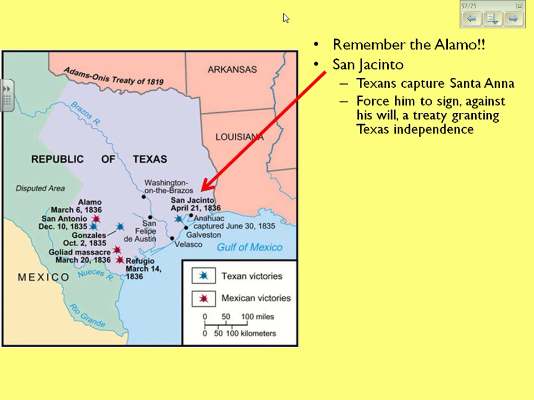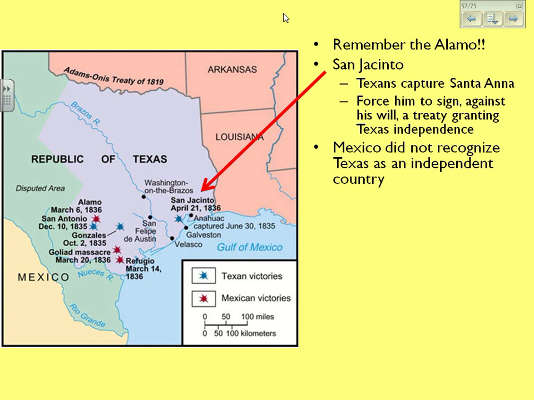The final battle is at San Jacinto, and the Texans capture Santa Anna, and they force him, with a knife to his throat, to sign a treaty granting independence to Texas. And Mexico, he was released, and he went back and said, I was forced to sign that under duress. It doesn't count. And saying, we do not recognize Texas as an independent country.